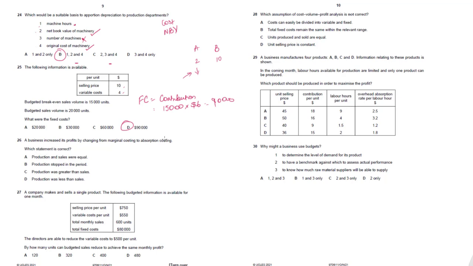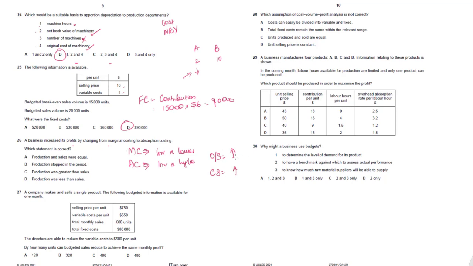26. A business increased its profit by changing from marginal costing to absorption costing method. Which statement is correct? Now in marginal costing, the inventory is lower, and in absorption costing, the inventory is higher. Why? Because in absorption costing, you include the fixed cost also in the calculation of inventory, but in marginal costing, you don't include the fixed cost. Now, this means that both opening inventories and closing inventories, both their values will increase if you shift from marginal to absorption, because both opening and closing will be valued now at a higher amount, including the fixed cost.